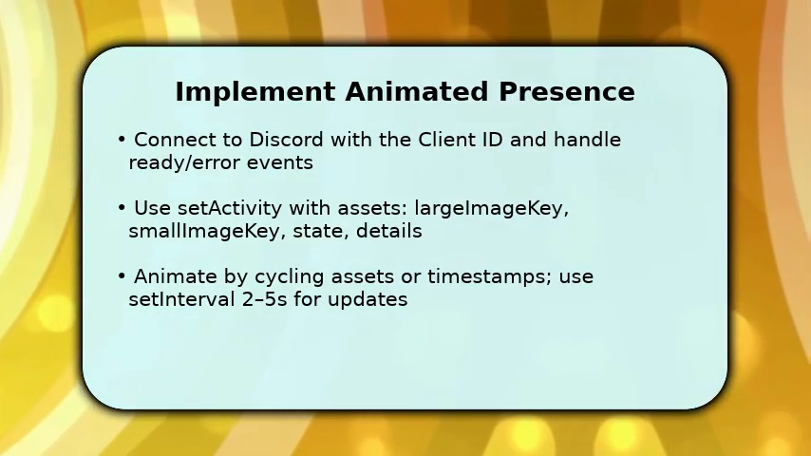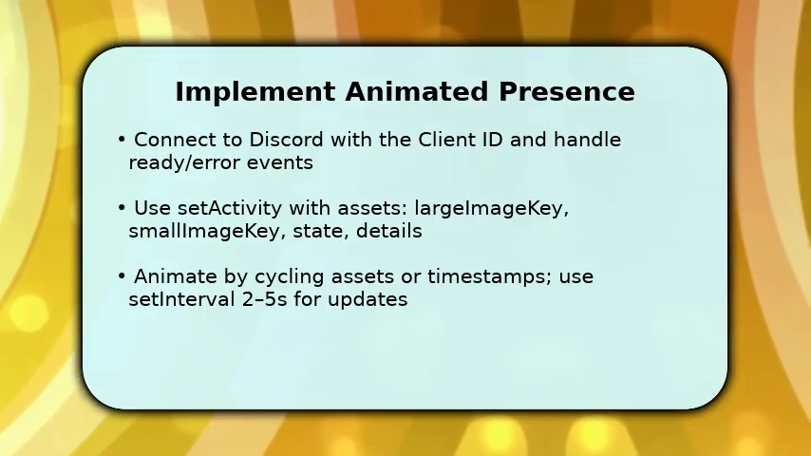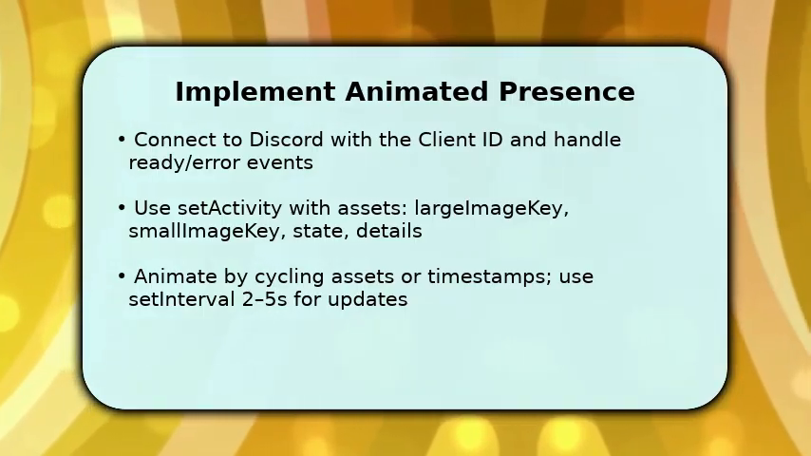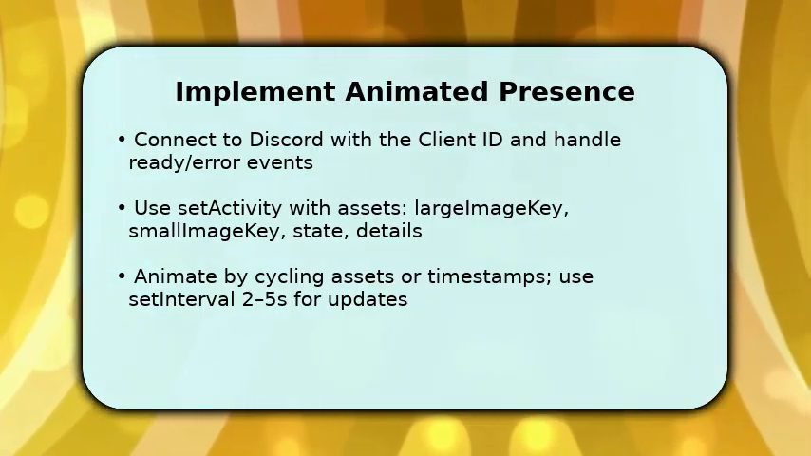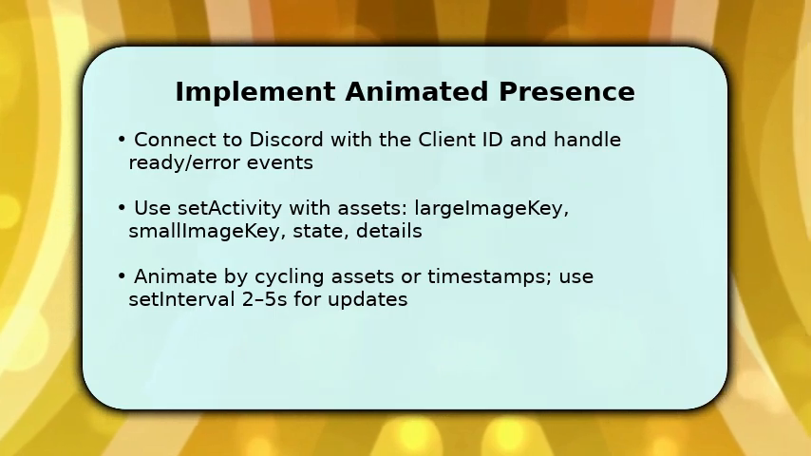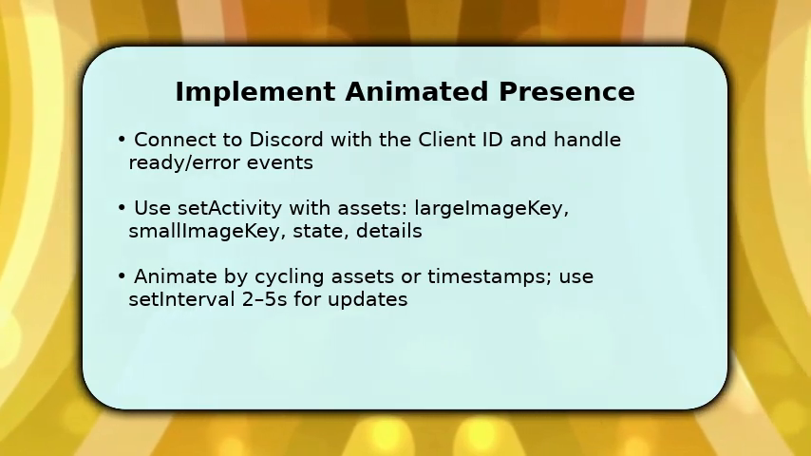To animate, cycle through different image keys or update timestamps and call setActivity on a 2 to 5 second interval, so Discord shows motion without hitting rate limits.